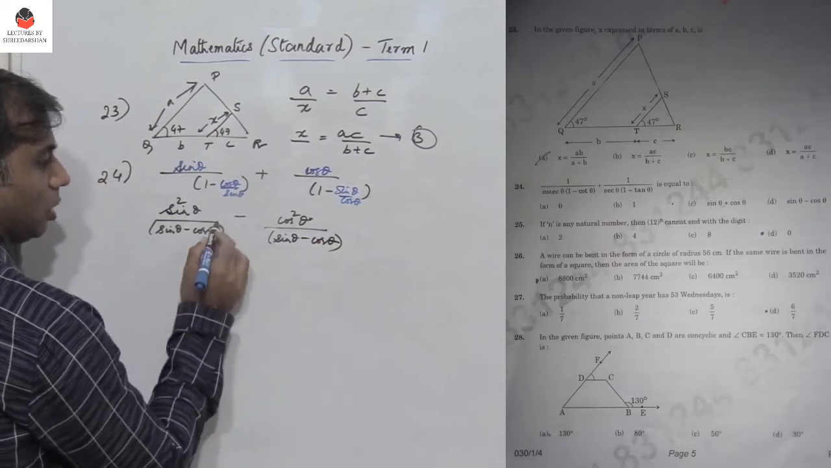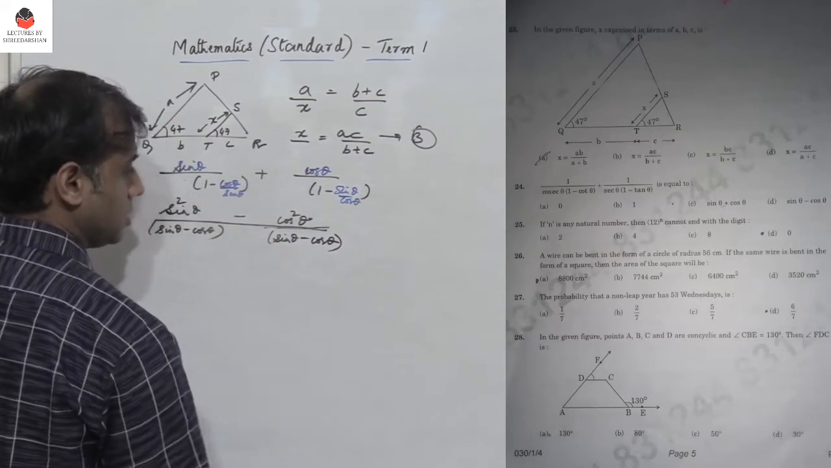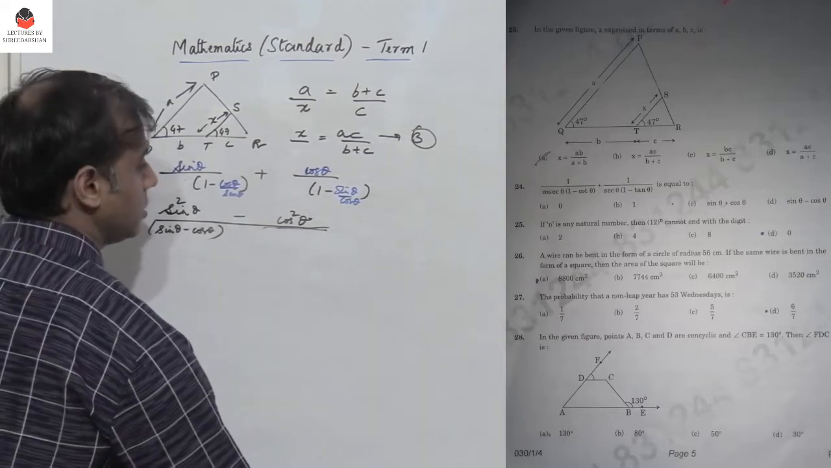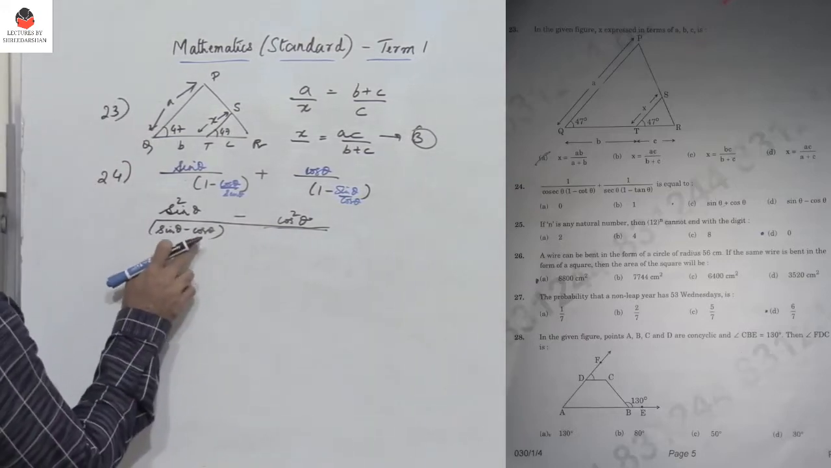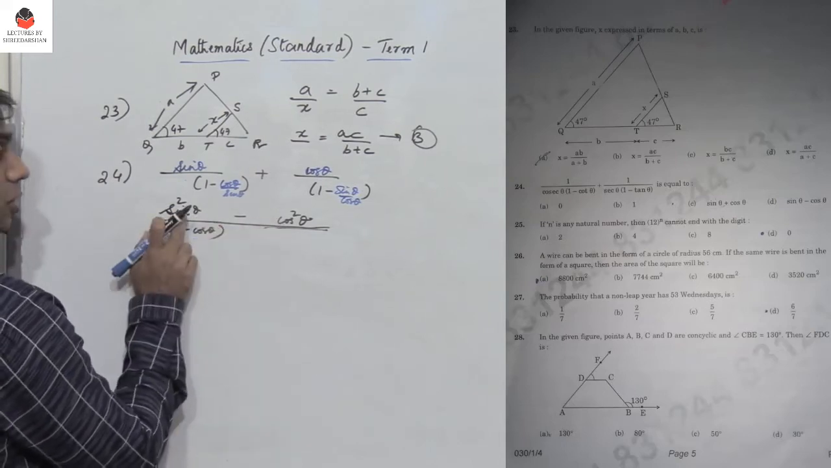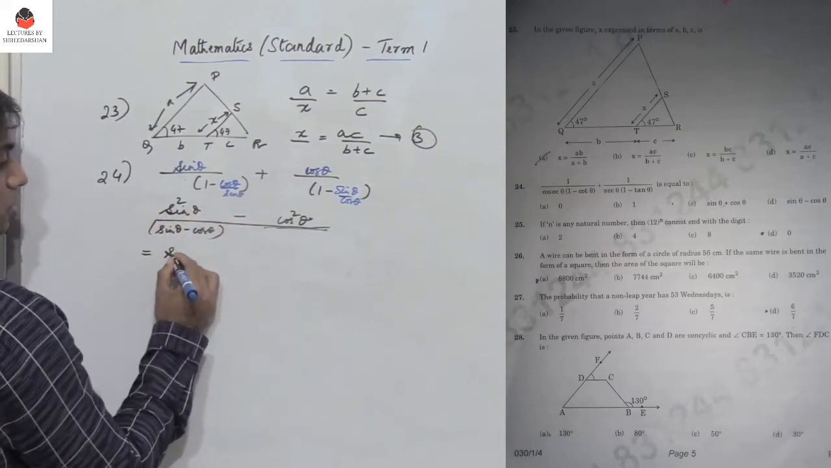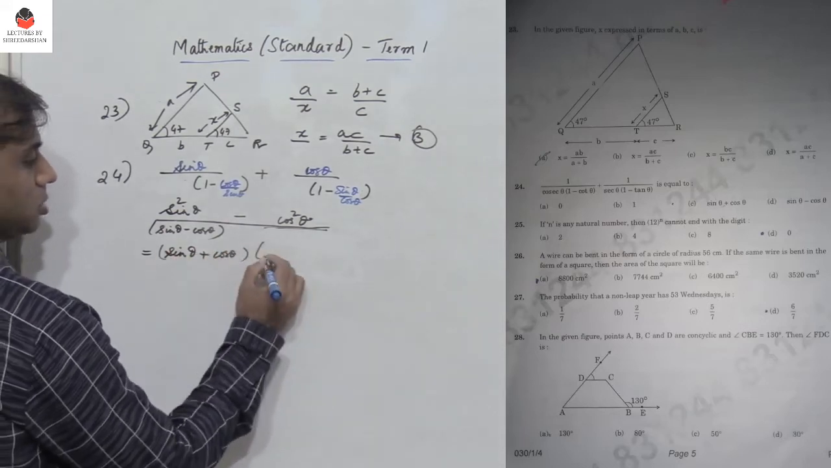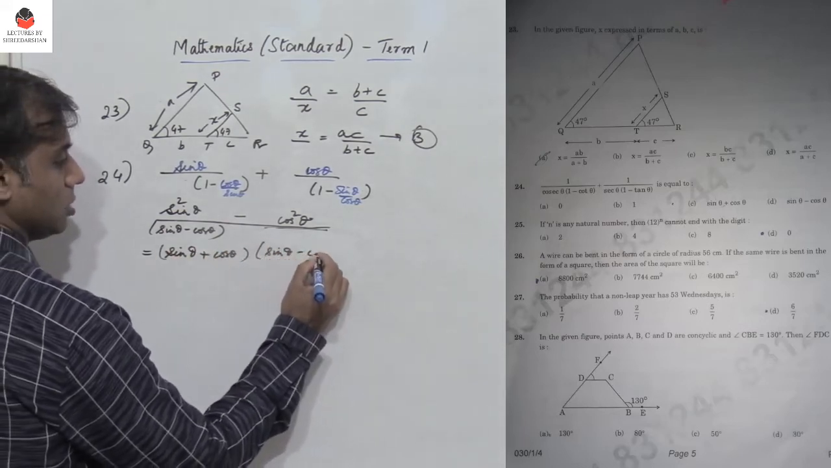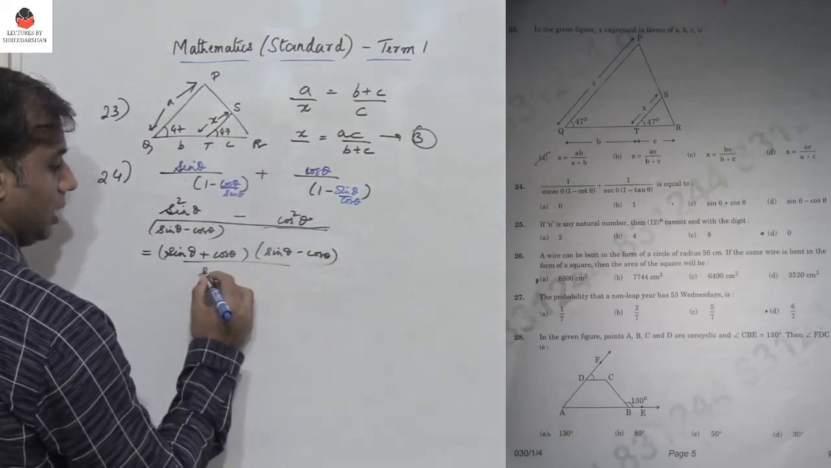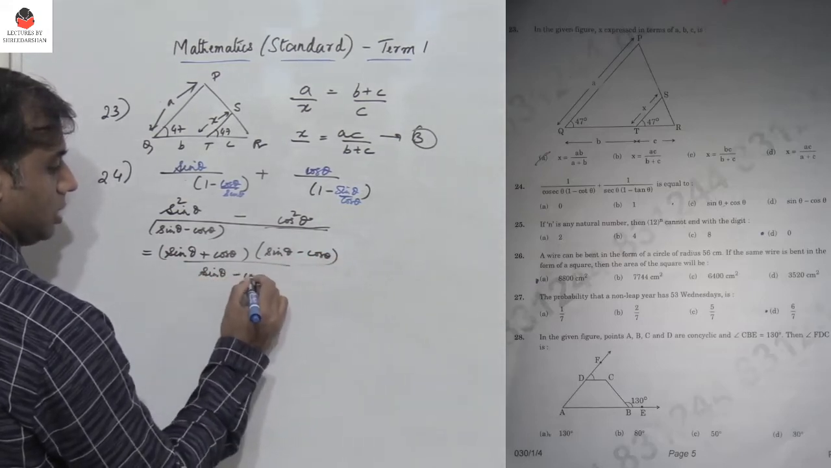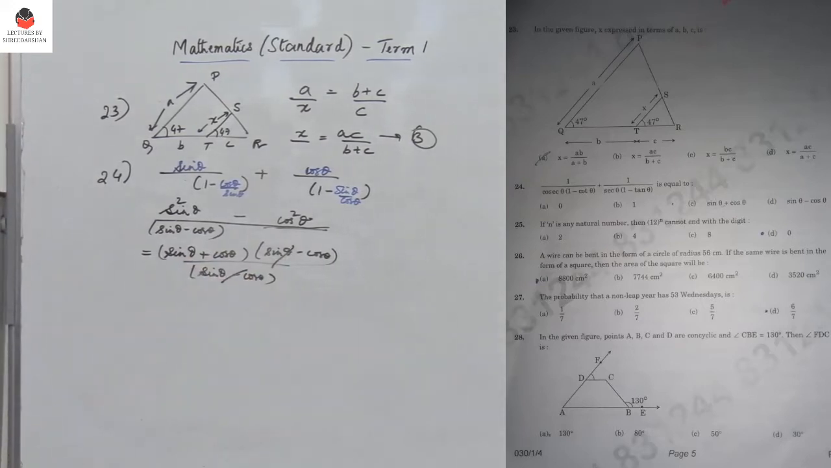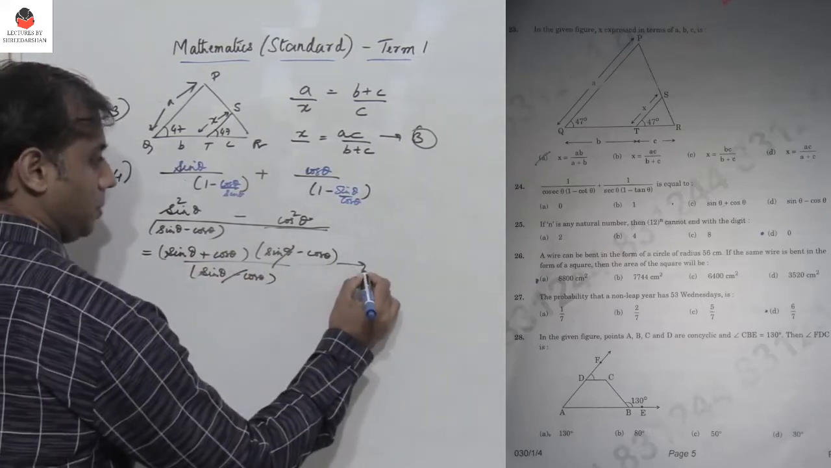Now I have a common denominator. So make it common here. So you have sine square theta minus cos square theta divided by sine theta minus cos theta. This is of the form a square minus b square. So this is (sine theta plus cos theta) into (sine theta minus cos theta) divided by (sine theta minus cos theta). Cancel both of them. You are left with sine theta plus cos theta, and the option is C.